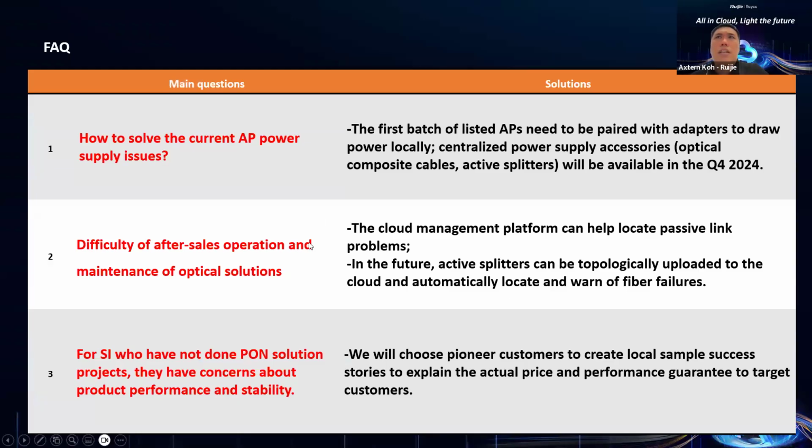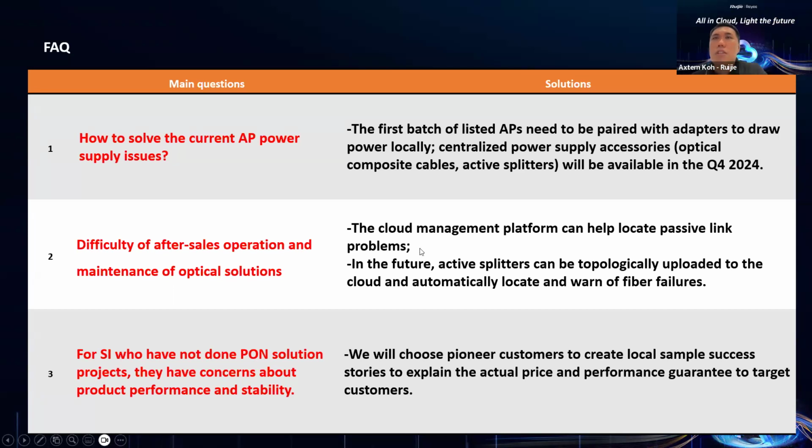So this is another FAQ. How do we solve the AP power supply? For the first batch of our version 1, the AP is paired with a local power adapter. So please make sure the power is drawn from the power plug in each room. And will you face some difficulty with after-sales operation or maintenance of our Enlighten optical solution?